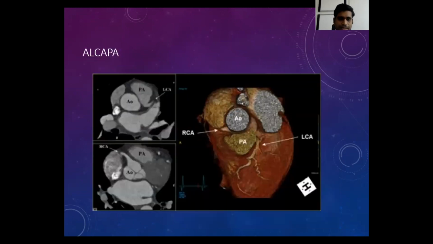Now this is ALCAPA. Anomalous origin of left coronary artery from pulmonary artery. This is a malignant anomaly. The problem with this is the coronary artery arises from the pulmonary artery. The pulmonary artery belongs to a low pressure system. So here the coronary steal phenomenon will occur. The blood flow occurs retrograde from the coronary artery towards the pulmonary artery. So there will be myocardial ischemia.